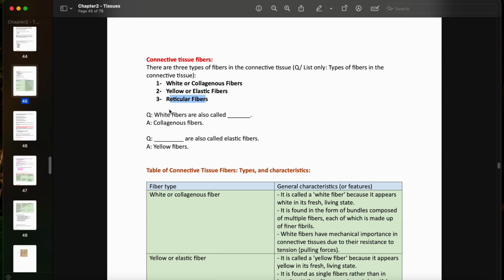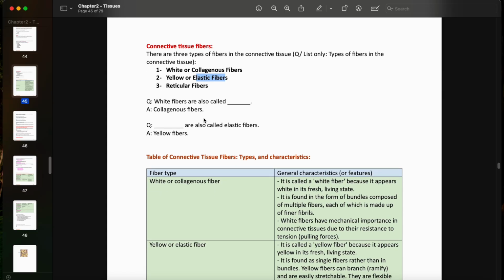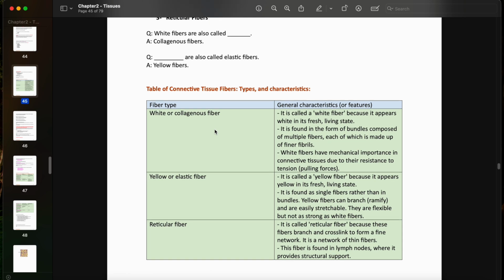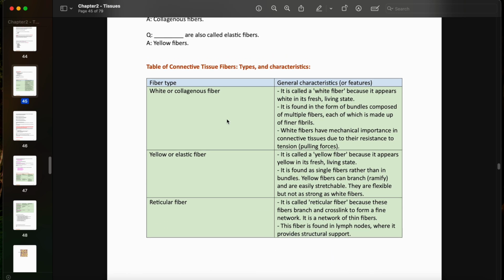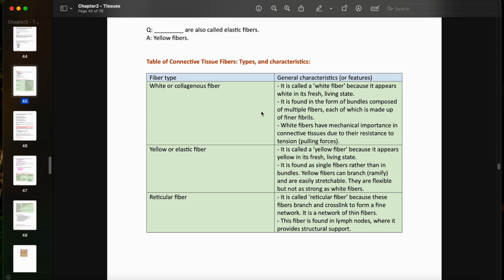You can have questions assessing the fact that you know white fibers is also known as collagenous and the yellow fiber is also known as elastic, in the form of blank questions, for example. Here we have the table. It's extremely important. So we're just having general characteristics and features of the fiber type.